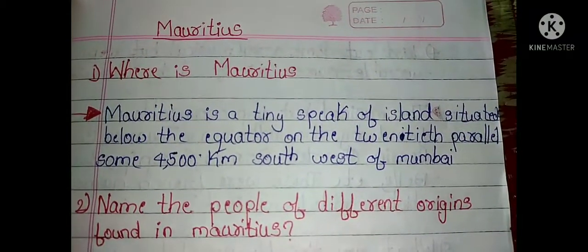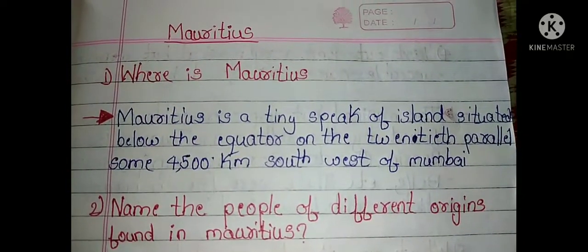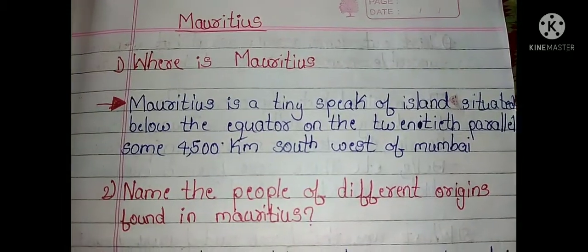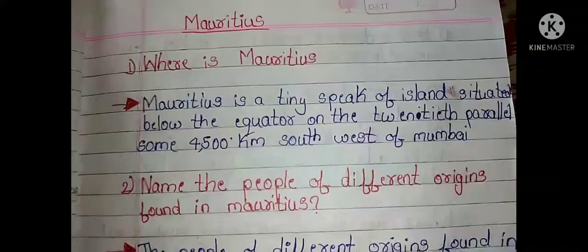आंसर्स। What is Mauritius? Mauritius is the tiny speck of island situated below the equator on the 20th parallel, some 4,500 kilometers southwest of Mumbai.